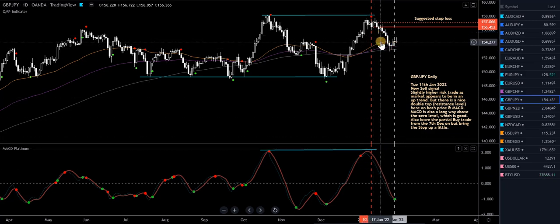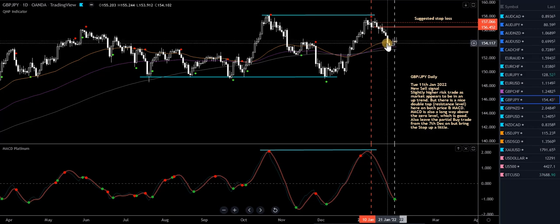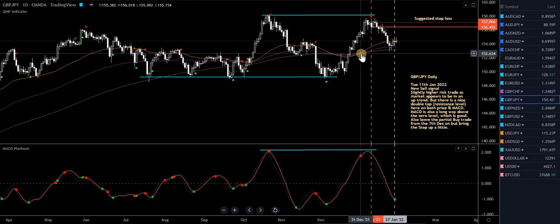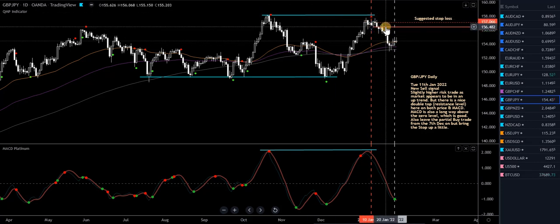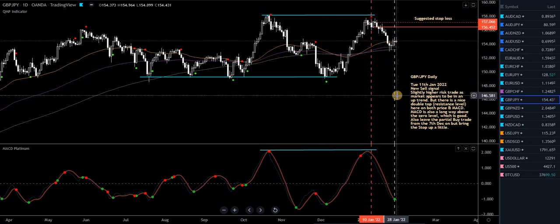MACD Platinum through the zero level on this big bearish candle here. Price is at the moving averages, which are all a bit tight. Nice double top here. Close half, bring your stop down, can't lose. That's not a bad setup.